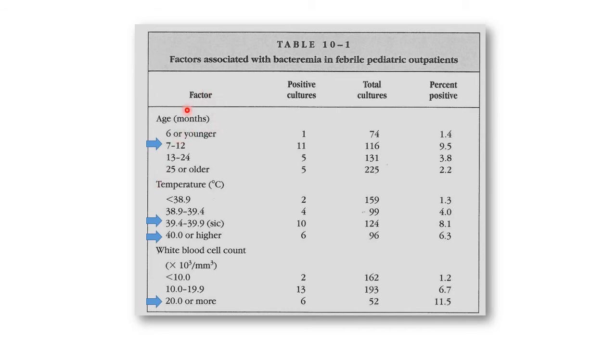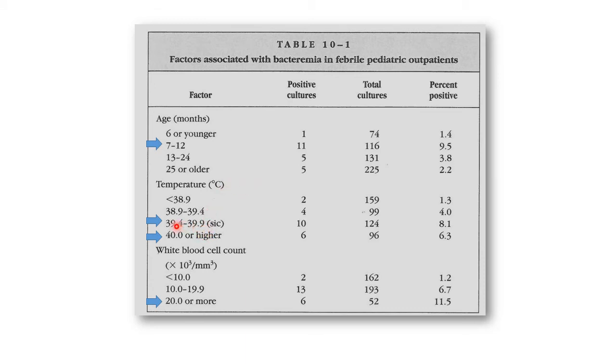You see that it looked at different age groups here, so they found that different patients, different age groups, had different positive cultures. They found the most here in 7 to 12 month old patients out of total cultures here. So you can see the totals that they had, and the percent that actually ended up being positive. Okay, you can also look here to see the different temperatures.